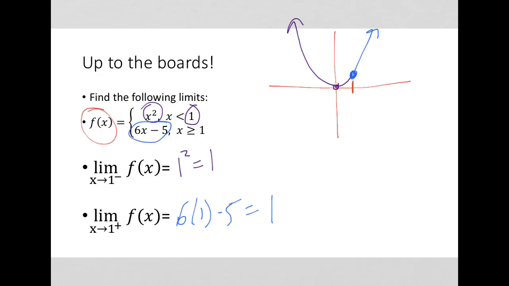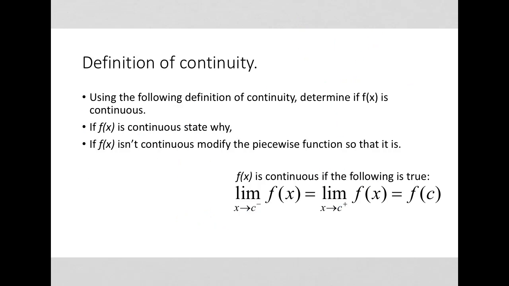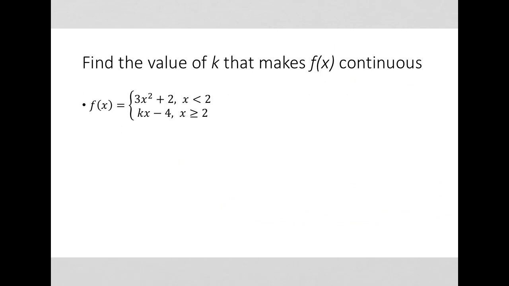So the left-handed limit is 1, the right-handed limit is 1, and notice that we have a greater than or equal to 1 right there. So f of 1 is also 1. That is our definition of continuity for a function. The left-handed limit equals the right-handed limit equals the value of the function at that x value. So now we're going to take that idea and apply it to a new type of problem.